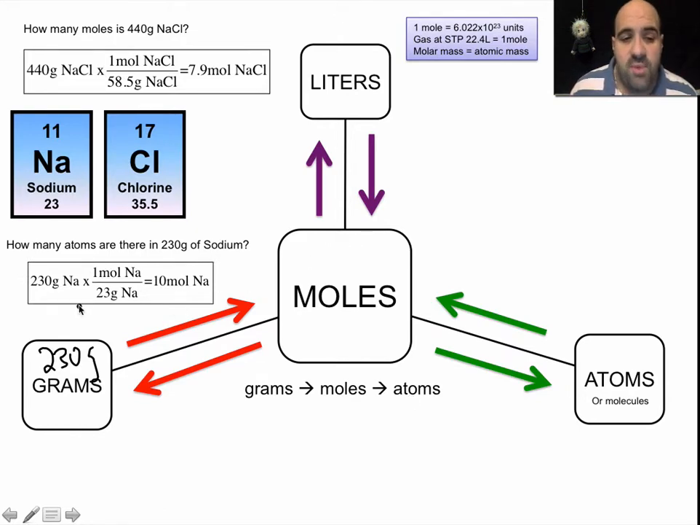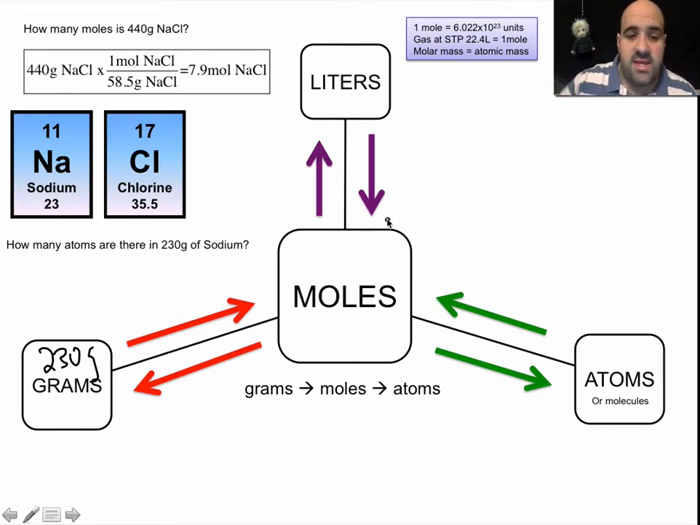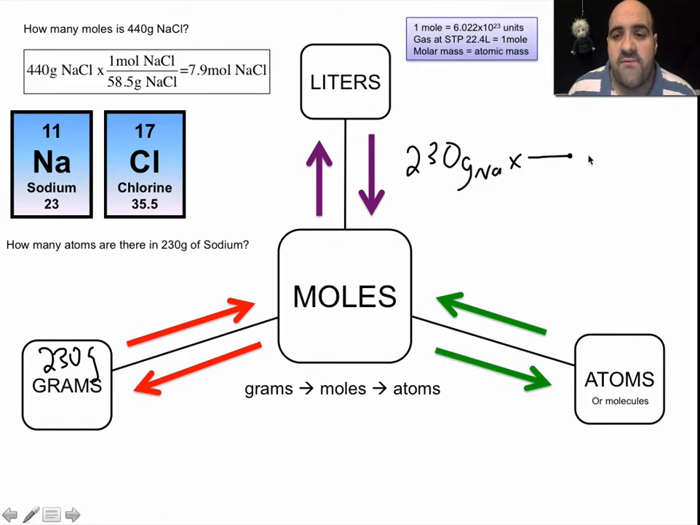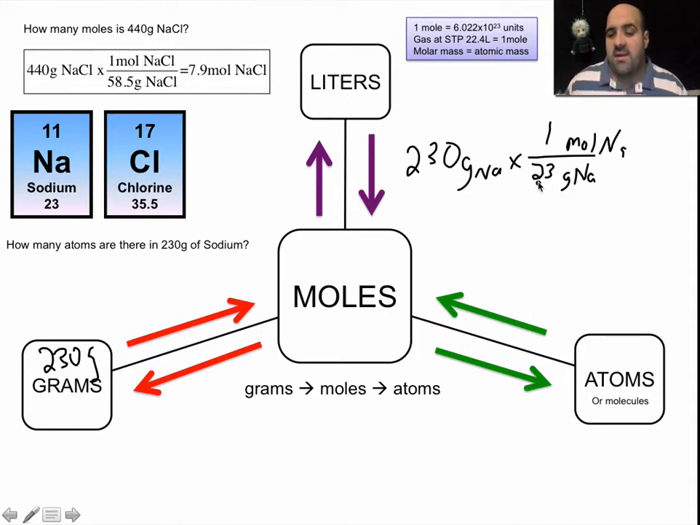To convert grams into moles, we start with 230 grams of Na times, well, if we have grams of Na up here, grams of Na has to go down here. I'm not converting into atoms yet, because I can't go directly into atoms, so first I'm going into moles. So I put mole Na. What's the relationship between moles and grams for Na? Well, 1 mole is 23 grams. And that's how you would convert grams into moles, just like we normally do.